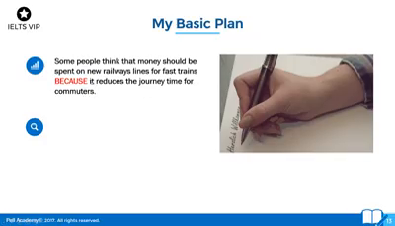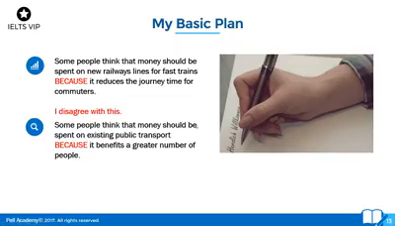This is the reason why some people think this. Okay, and I disagree with this. Some people think that money should be spent on existing public transport because, and here's the reason why they think that, it benefits a greater number of people. And I agree with this.